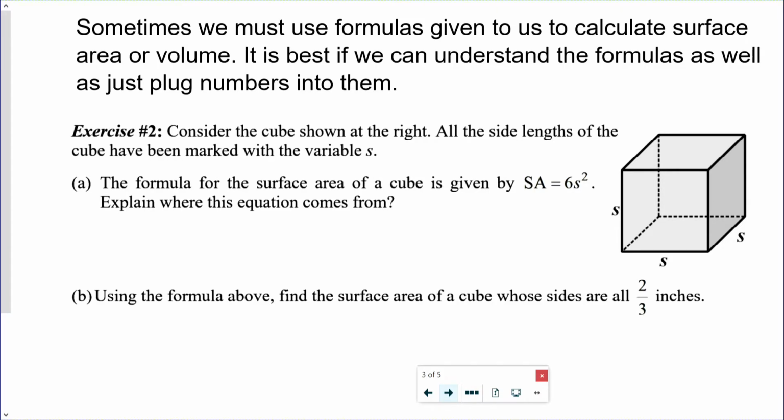Consider the cube shown at the right. All the side lengths of the cube have been marked with the variable s. Letter A, the formula for the surface area of a cube is given by SA equals 6 times s to the second power. Explain where this equation comes from.